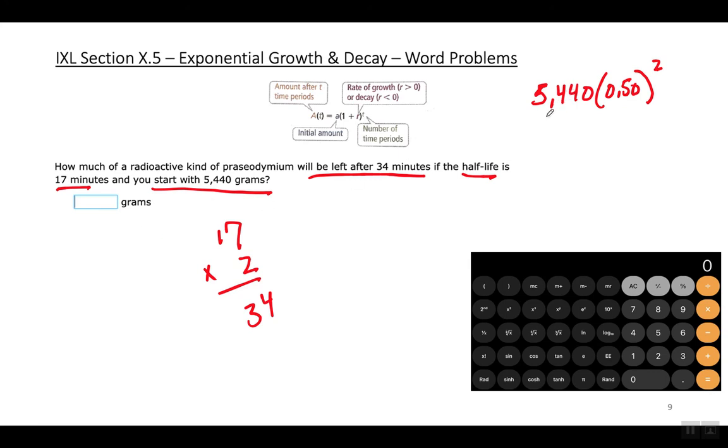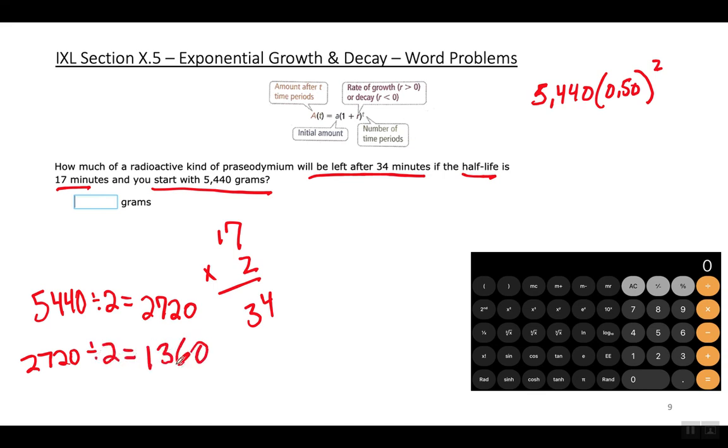So you could either do it this way, or if you find it easier the other way, let's do it the other way as well. You start off with 5,440 and you're going to have half of it after 17 minutes, which means you would have 2,720. And then after 17 more minutes, you're going to have half of that left, so you would have 1,360. So you could do it either way. They both should give you the same answer.